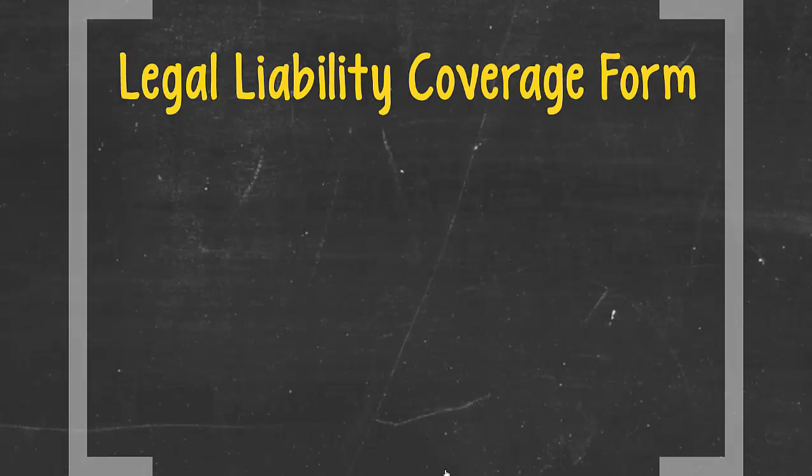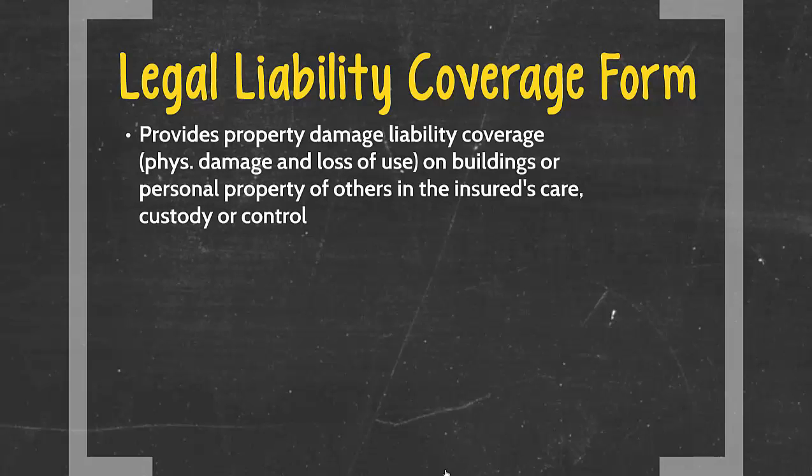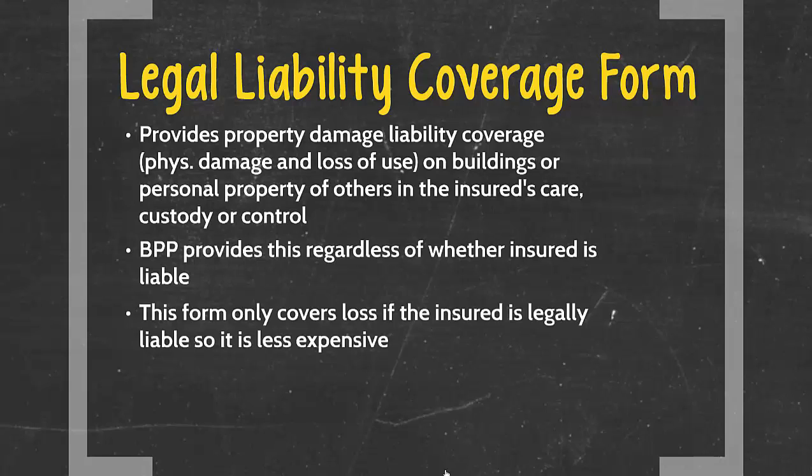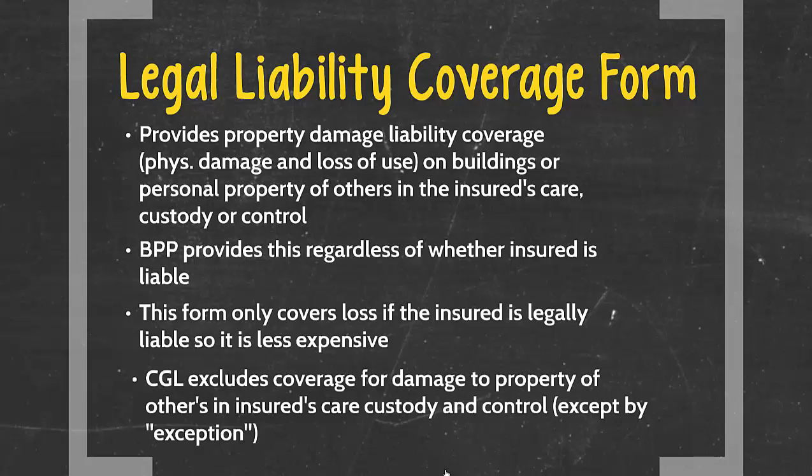Now let's look at the legal liability coverage form. This provides property damage liability coverage, physical damage, and loss of use on buildings or personal property of others in the insured's care, custody, or control. The BPP provides this regardless of whether the insured is liable. This form only covers loss if the insured is legally liable, so it is less expensive. The CGL excludes coverage for damage to property of others in the insured's care, custody, and control.